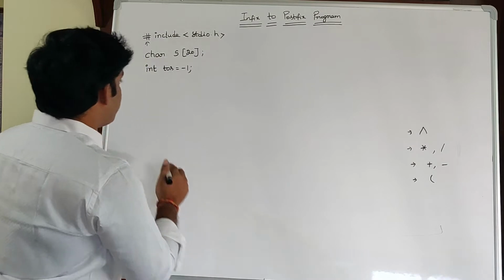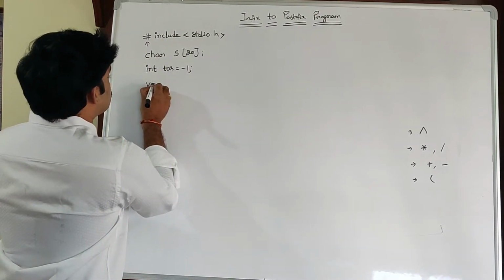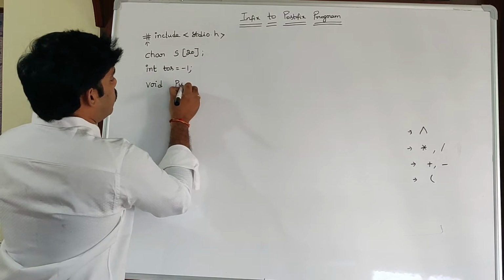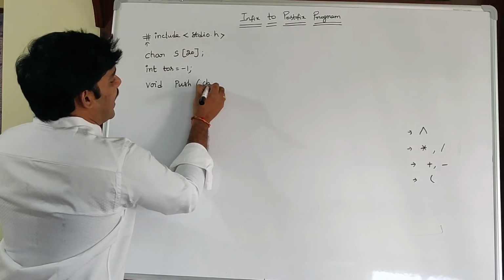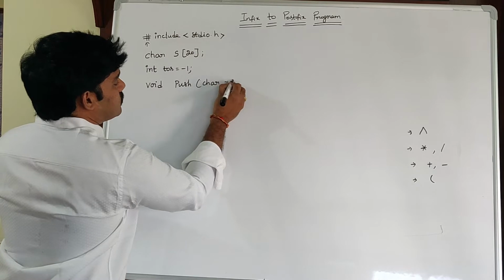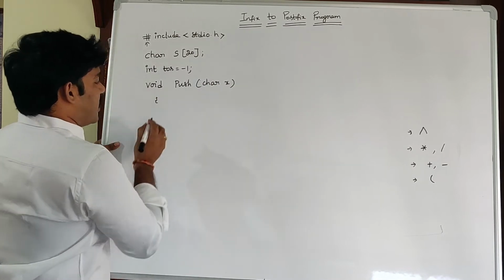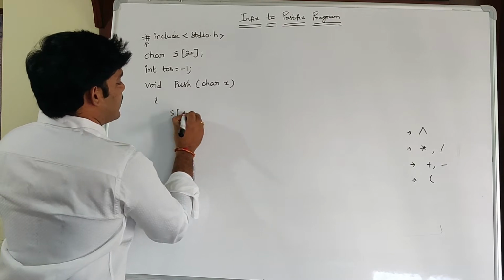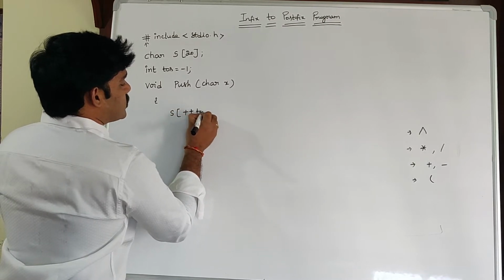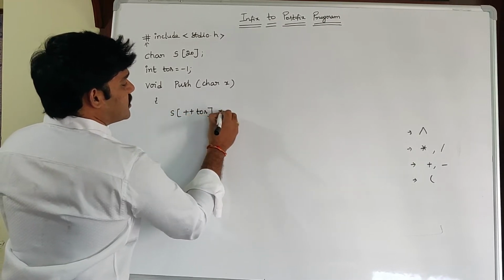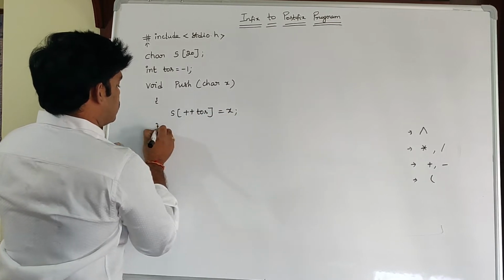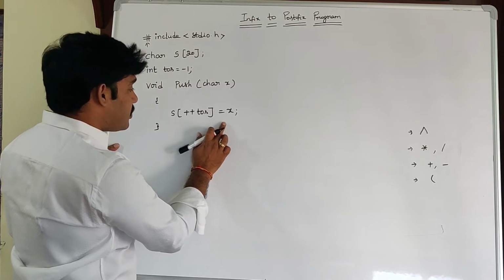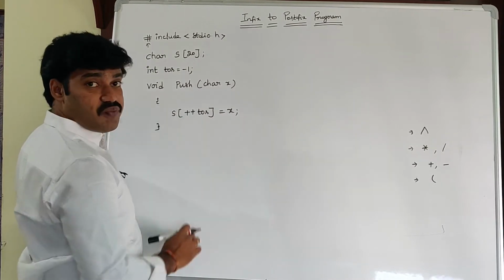So I am writing the definitions of push and pop. So the return type of push function is void push of char x. The definition is simply insert the element into the stack data structure. So s of ++tos is equal to x. In my previous video, I have explained about this one. This is the shortcut for push function.